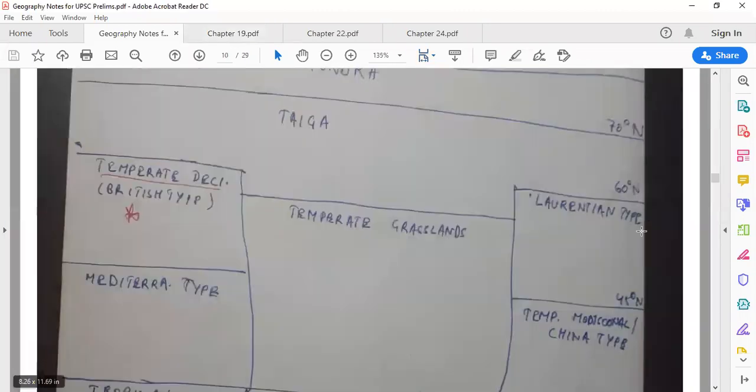Let's come to the eastern margin, Laurentian type. This is very important, which we are going to discuss now. 45 degrees to 60 degrees, but it is confined to the north. It is not in the south. It is confined to the north, this Laurentian climate. You will see it right now. Mediterranean also we have done, right?